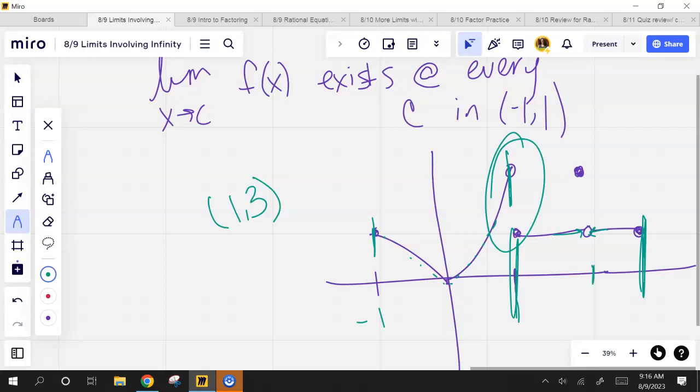So what's this point 2? What's the limit as x approaches 2? 1. Left-hand limit as x approaches 2? Right-hand limit as x approaches 2? It's still the same. It still exists. Everywhere on that interval, the limit still exists. And that's all they're asking.